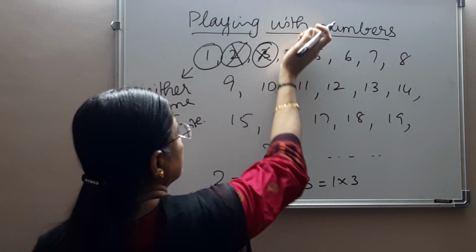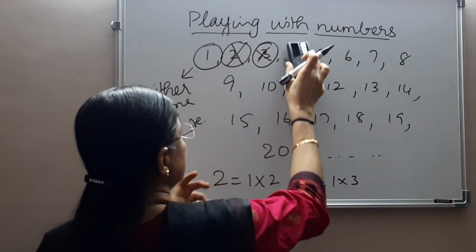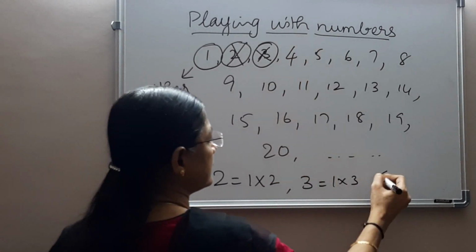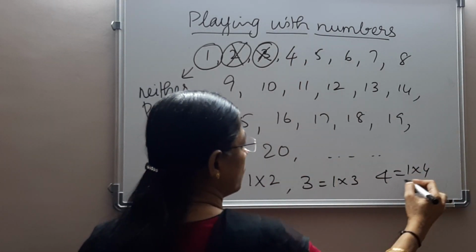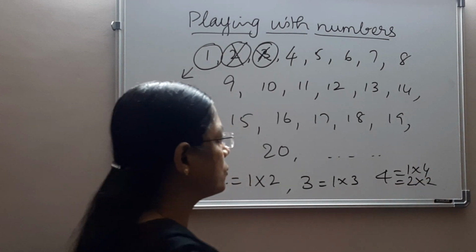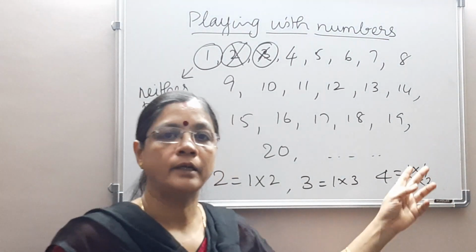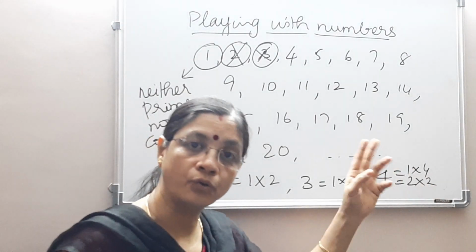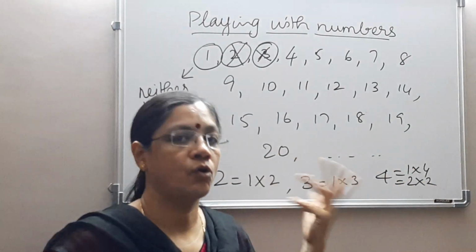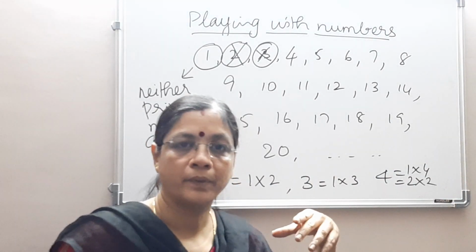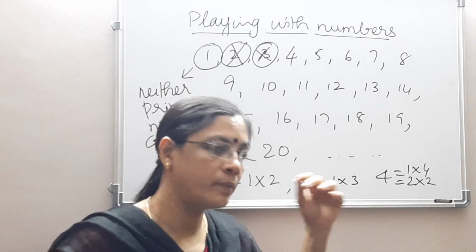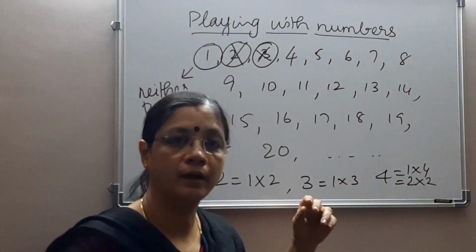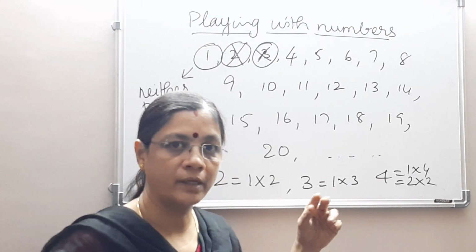Now 4 can be written as 1 into 4 and also 2 into 2. So other than 1 and itself, it can also be represented as the product of 2 into 2. That is, 2 is also a factor of 4. So it cannot be said to be just 1 and itself. Its factors also include 2.